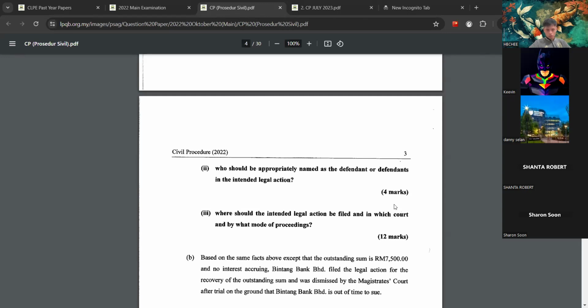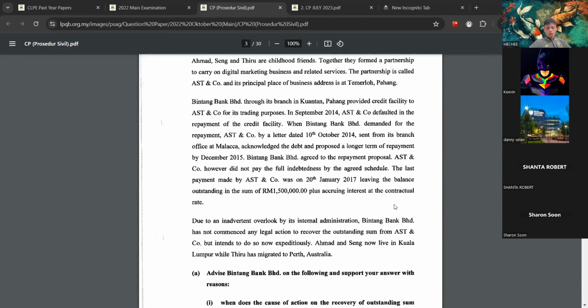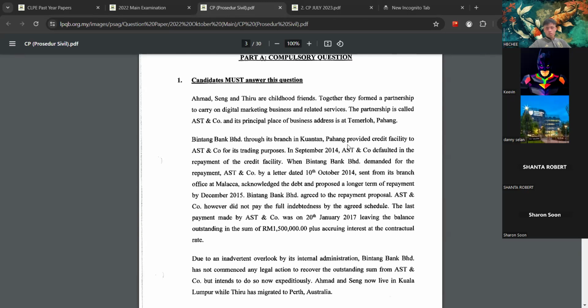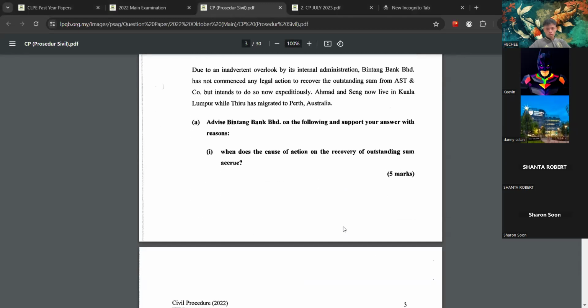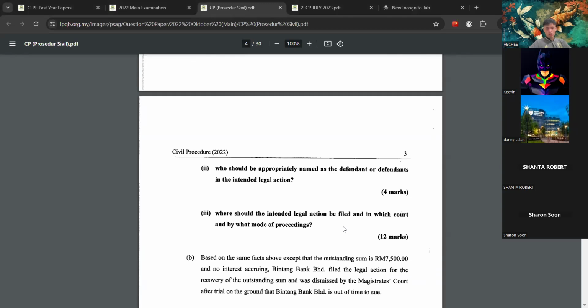Before you file in the particular court, you have to tell the examiner what the subject matter is. This is the subject matter of a monetary claim: 1.5 million plus accruing interest. So under section 69 of your SCA, only the High Court can try the matter.